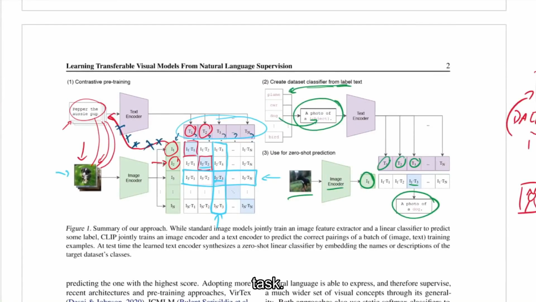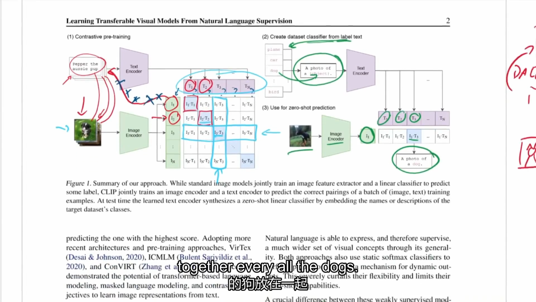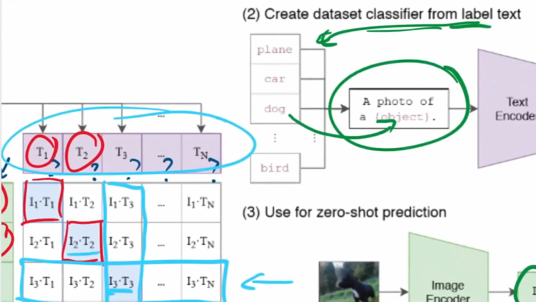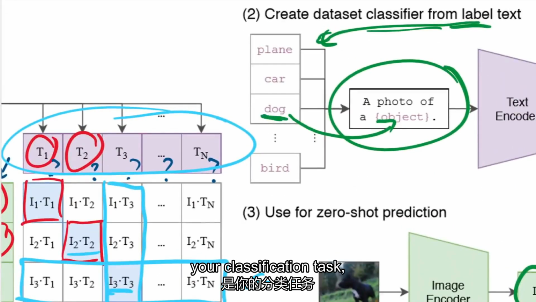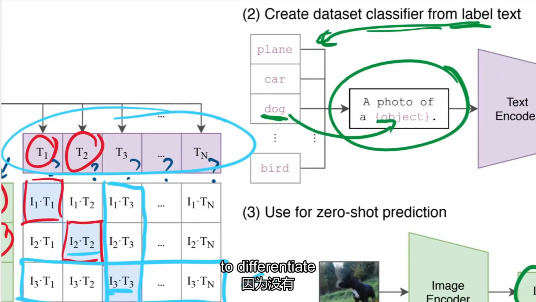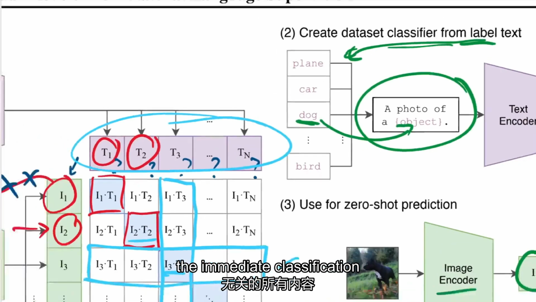image classification task. Because if you pre-train a model on an image classification task, it is going to simply lump together all the dogs. You know, if this is your classification task, it's going to lump together all the dogs because there's no need to differentiate the individual dogs from each other, right? It's going to lump all of them together and forget that they are actually different, right? It's also going to forget everything that doesn't concern the immediate classification problem.